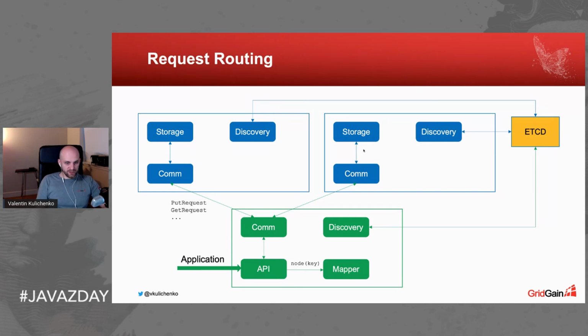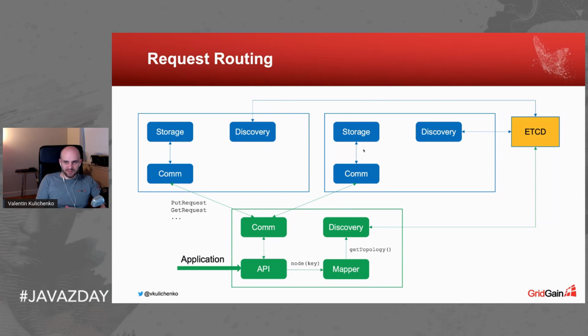This component will be responsible for all those things. So whenever the application invokes an API with a certain primary key, it will first go to the mapper and essentially ask the mapper for the node where this key should be stored or processed. And the mapper will go to the discovery, get the full list of nodes, get the current topology, then do some magic there internally and return the address of that node where this request should be sent, rather.